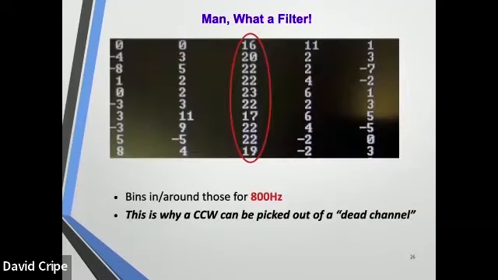And here's another representation of how that really pops out. So the trick is, if you could get that kind of filter performance in a 100 millisecond window, every single 100 milliseconds along the way, that's exactly what CCW is.